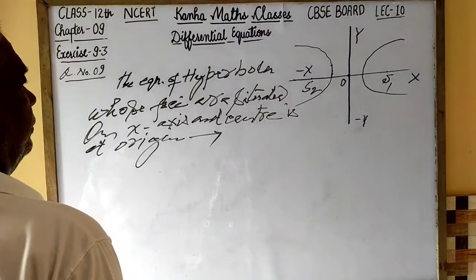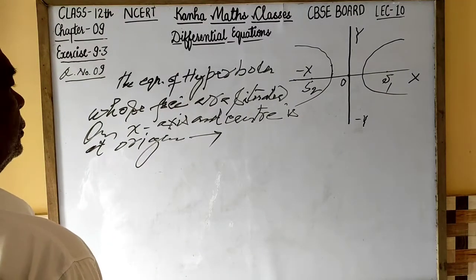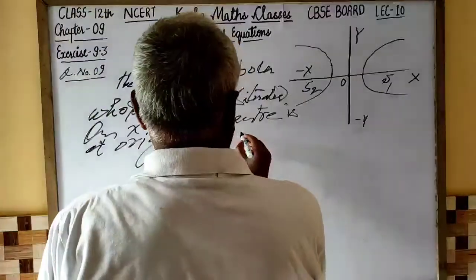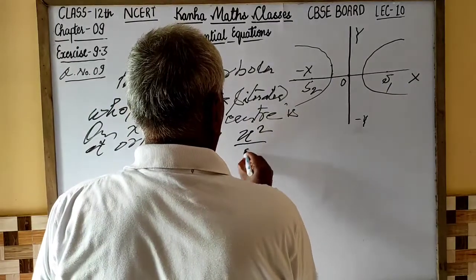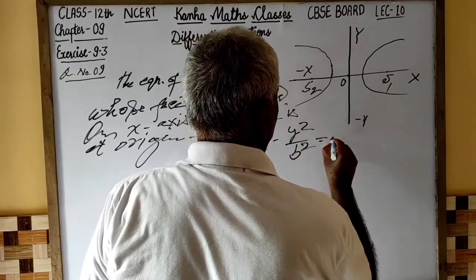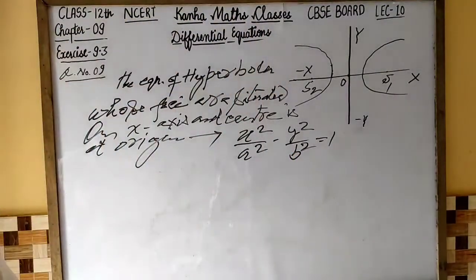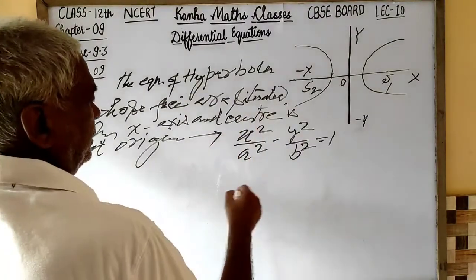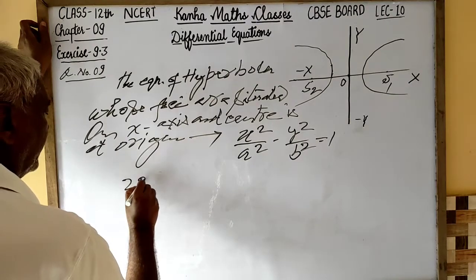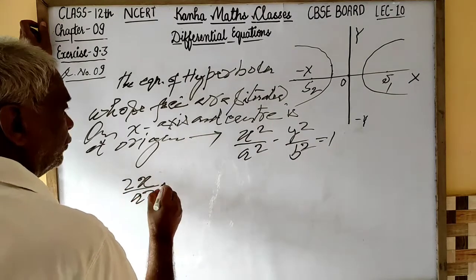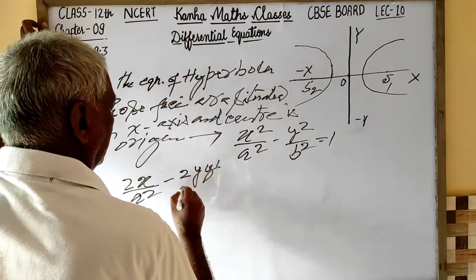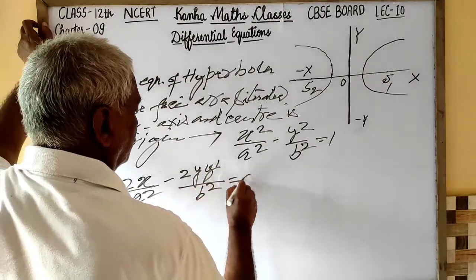The equation of hyperbola whose foci are situated on the x-axis and center is at origin is x square upon a square minus y square upon b square is equal to 1. Now taking the first derivative of this equation of hyperbola, this is 2x upon a square minus 2y dash upon b square is equal to 0.